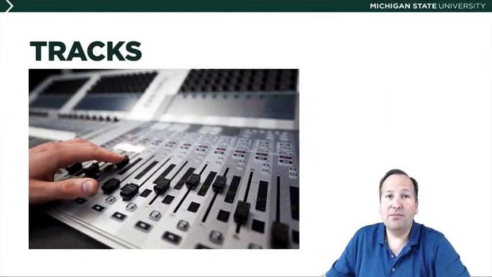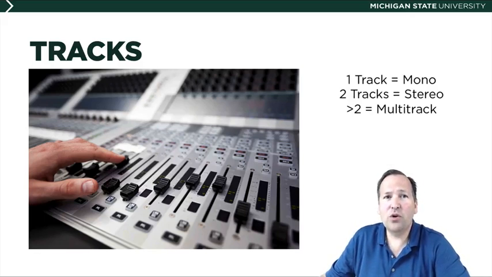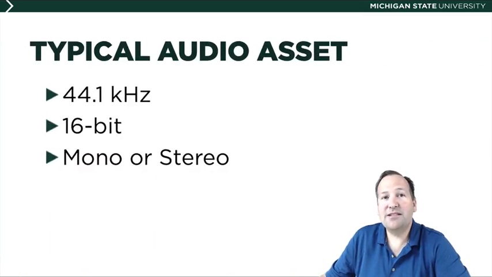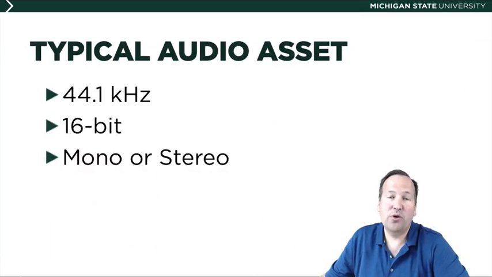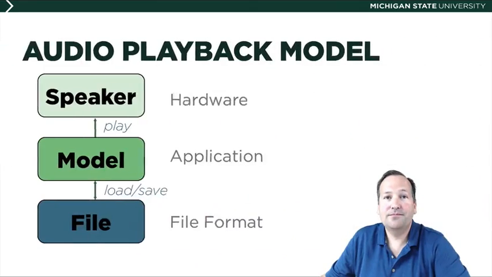Lastly, we may sample multiple sound waves coming from different sources and then mix them together to create one or more tracks of information. Of course, one track is typically referred to as mono audio, while 2 tracks is stereo, and we can have many more tracks in a multi-track recording. Game assets typically have a sample rate of at least 44.1 kilohertz, a sample size of at least 16 bits, and are either mono or stereo depending on their use in the game.